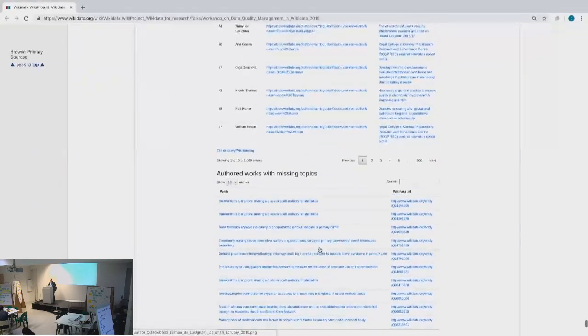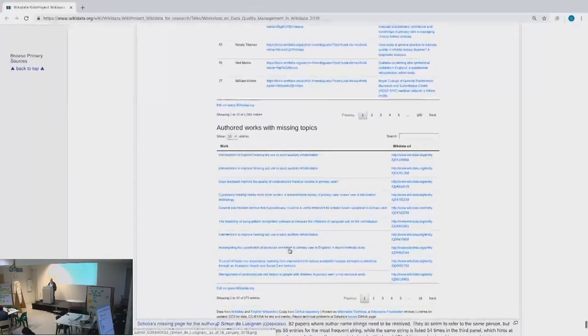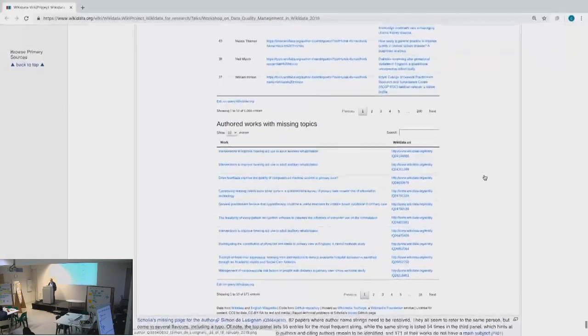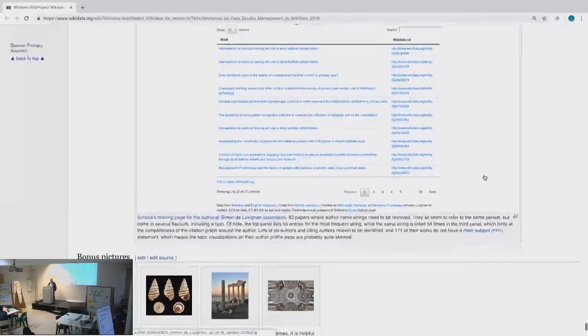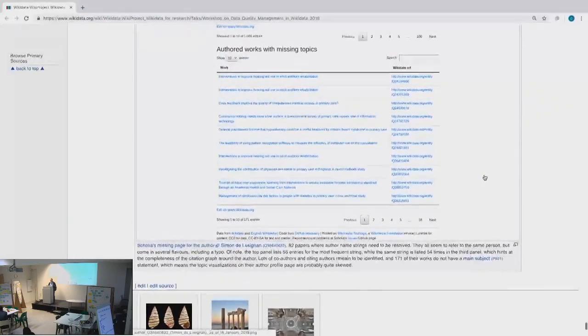Or here we have 171 papers by this target person where the topic hasn't been indicated. So again, a huge gap in the data for this person. Yeah, so this was basically just a rundown of the normal workflows of people that work on Wikidata, with a focus on WikiCite, because that's one of the projects I'm most active in.